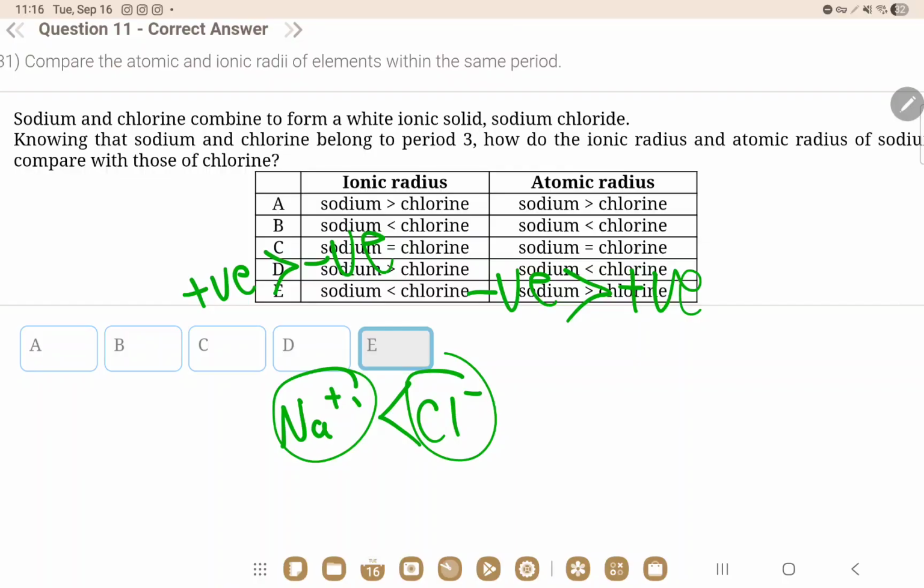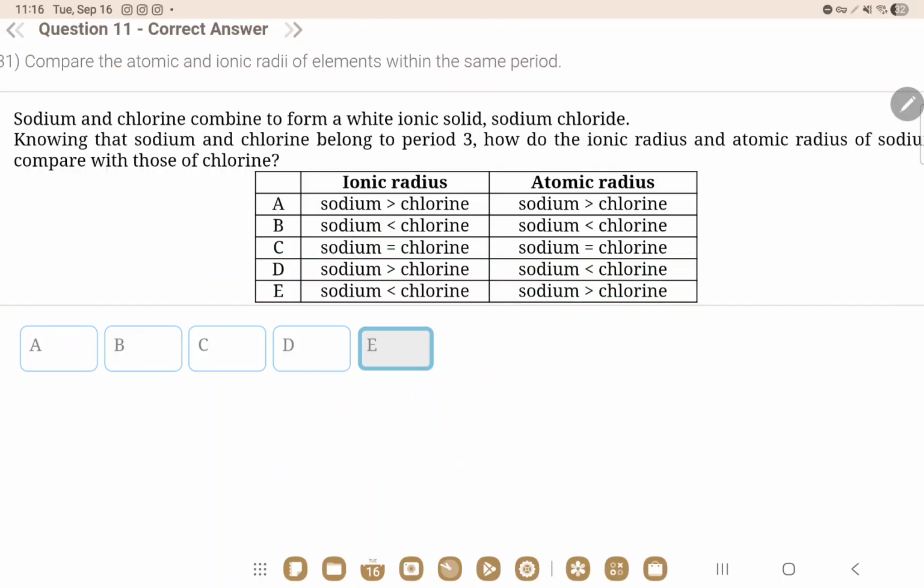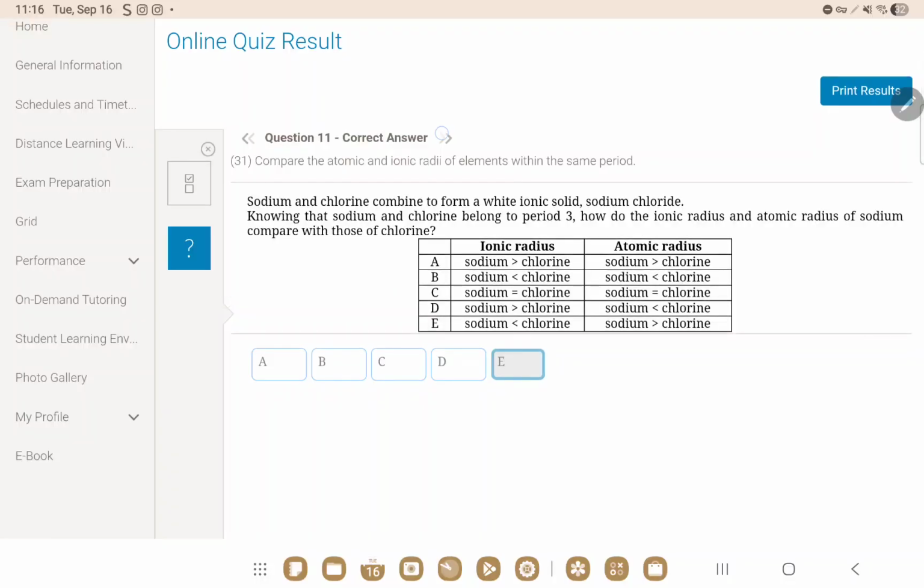Now, for the atomic radius, why is sodium's bigger than chlorine? It's because as we go across the period, nuclear charge increases, and when nuclear charge increases, the atomic radius decreases. Anyway, so moving on.